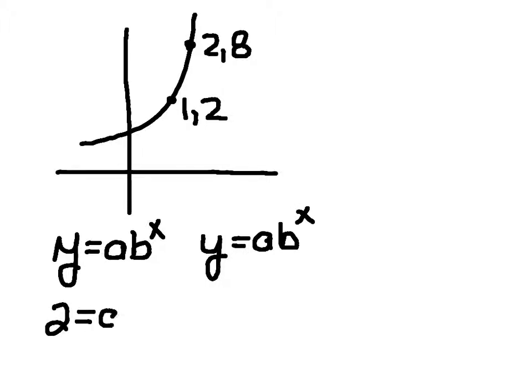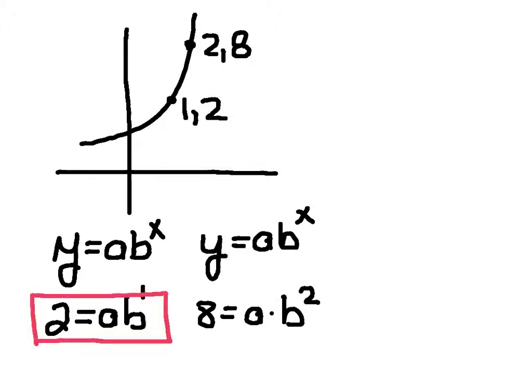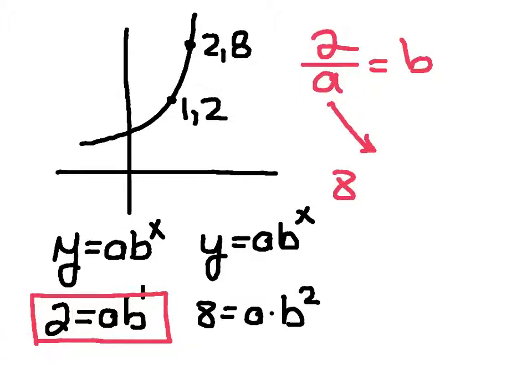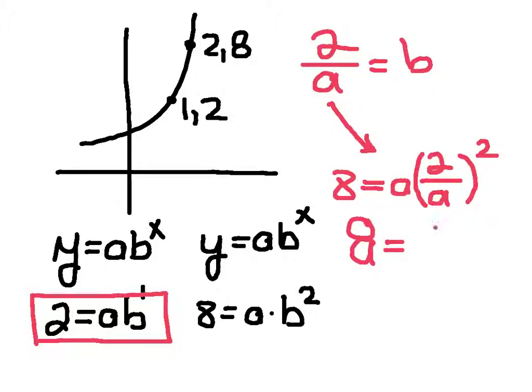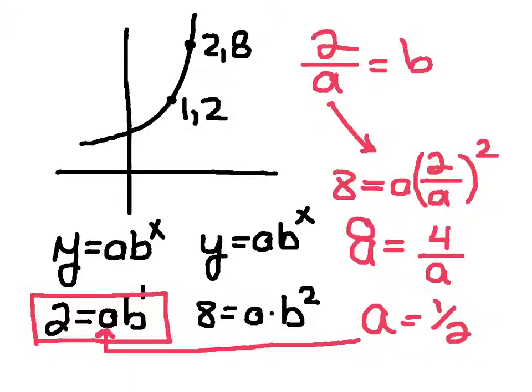This would be 2 equals a times b to the 1, and this would be 8 equals a times b squared. Pick either equation, it doesn't matter which, and solve it. The red equation becomes 2 over a equals b, and then substitute that in for b in the other equation. A little bit of dealing with fractions, and you end up with 8 equals 4 over a, and so a is equal to 1/2. Go back to your original equation, put in a, and you've got it.